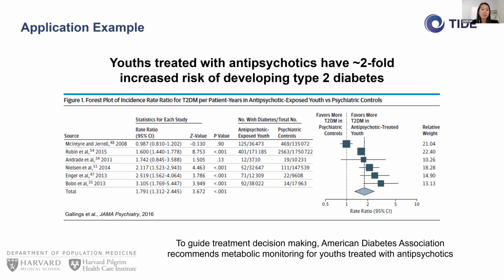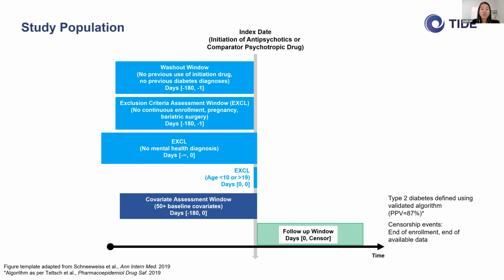As our application example, we will evaluate the association of antipsychotics and type 2 diabetes in youths. It's well established that youths treated with antipsychotics have about a twofold increased risk of developing type 2 diabetes, and patients with poor metabolic health at baseline may choose an alternative treatment. So a study conducted within a database that does not capture laboratory data may have residual confounding by unmeasured metabolic test results. The primary database for our study was the MarketScan commercial claims database.